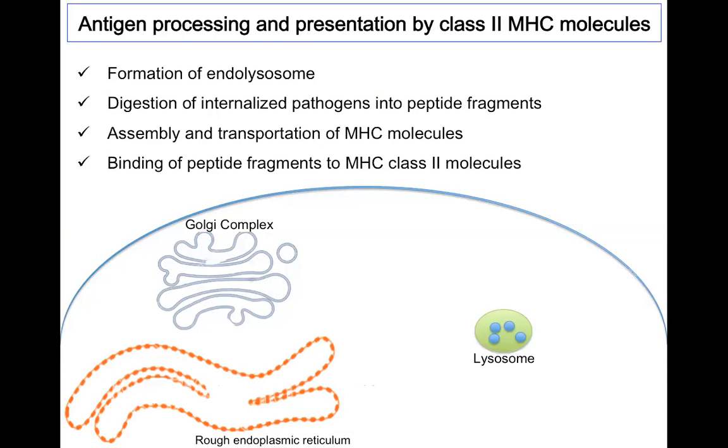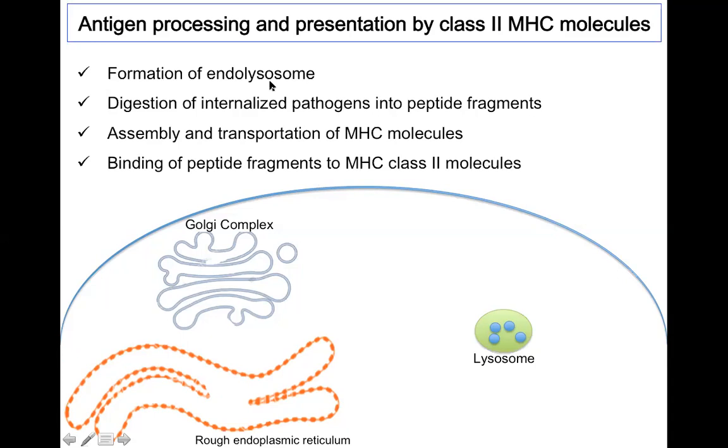So this is an interesting point, what we are going to learn in the next one. Let's zoom in on that macrophage to understand antigen processing and presentation by class 2 MHC molecules. By zooming in on this one molecule, we are taking only one example. Of course, it's not only one, there are a lot of molecules, but to understand that phenomenon, we are just zooming in on one. And after zooming, the first process that takes place is the formation of the endolysosome.